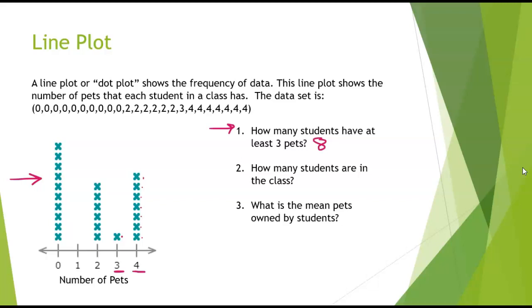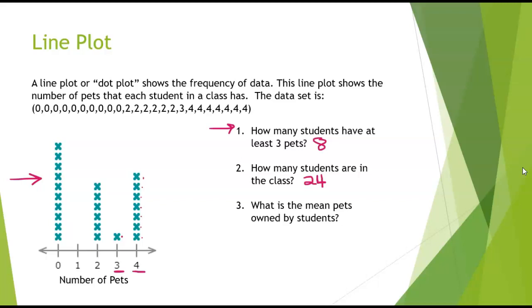Well, you have to count up all the X's. Each one of these X's represents what a student said when they were asked how many pets they have in their household. So if we count up all these X's, we know that there's 24 students in the class, because that's how many data points we have. You could also count the number of data points in our data set in the list to get 24. It'll be the same.